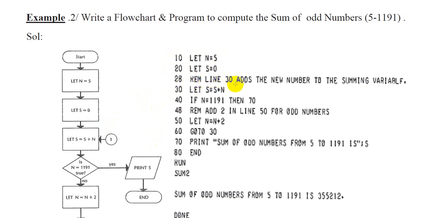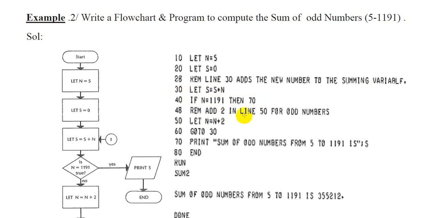Line 28 is a rem line. Line 30 adds the new digits to the summation variable. Line 30 stipulates exactly the equation given by the let command: s equal to s plus n. Line 40: if n equals 1191, as given in the example, then go to 70; otherwise go to 60.